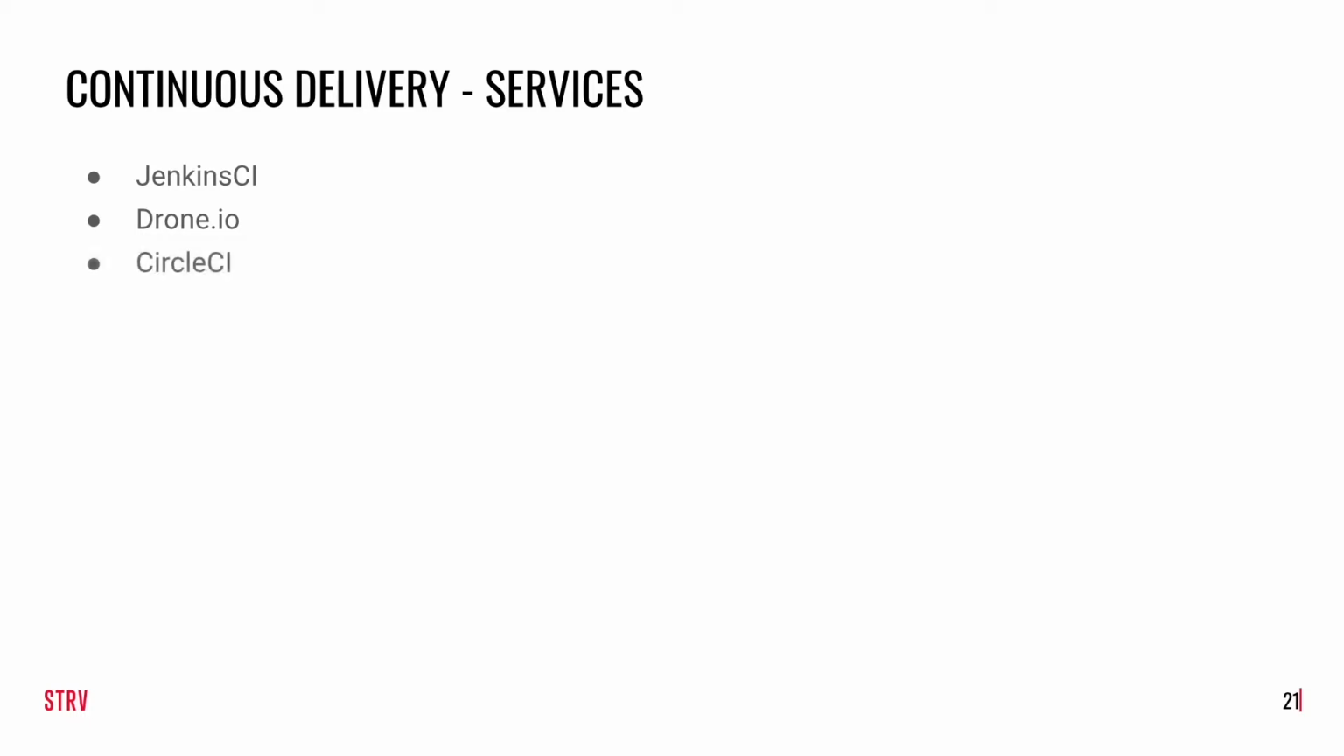Okay, then we have Circle CI, which is not open source and is the first paid service. It's very great, and of course, you don't have to configure many things. They provide a small configuration file where you put the different steps that you need to accomplish to make your continuous delivery pipeline, and that's it.